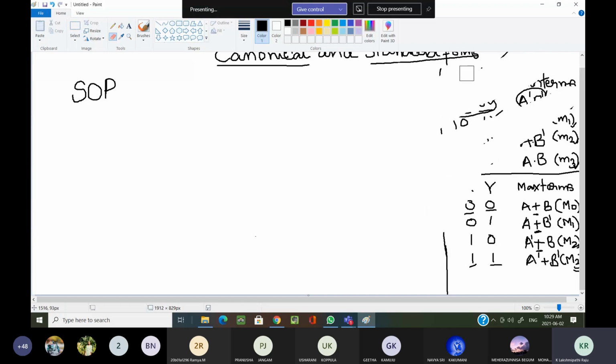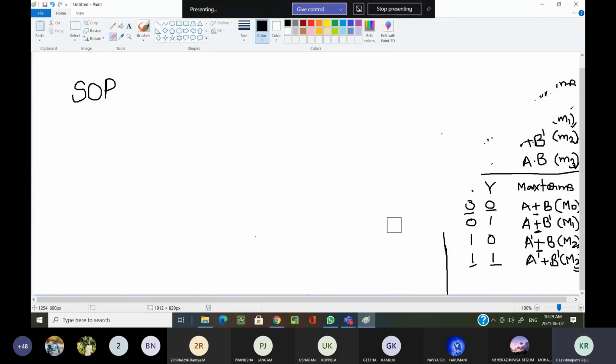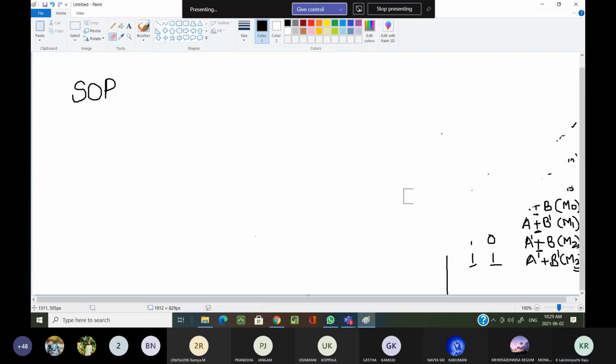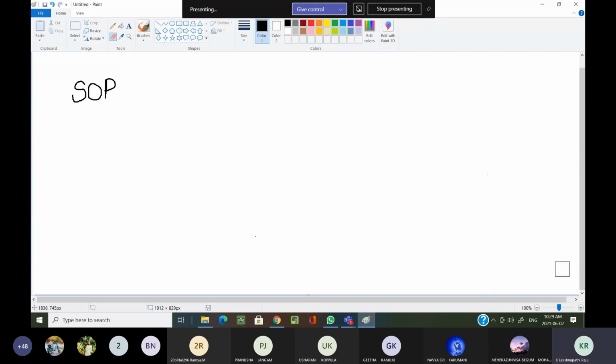Okay. Now moving to the next concept, that is SOP and POS expression. Sir, what is this SOP and what is this POS? Can someone, if you know the answer, please unmute and tell me. What is SOP? From here onwards, so many times I will use it.